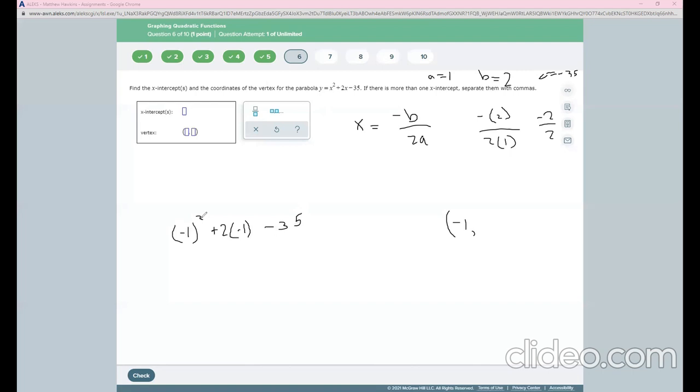So -1 squared, remember, whenever you square, you take that number and multiply it to itself. So -1 times -1 is +1. Then I have 2 times -1. Negative times a positive is a negative, so that gives me -2, and then minus 35. So 1 minus 2 is -1. And then minus 35 gives us -36. So the y coordinate of the vertex is -36. So the whole vertex is -1, -36.